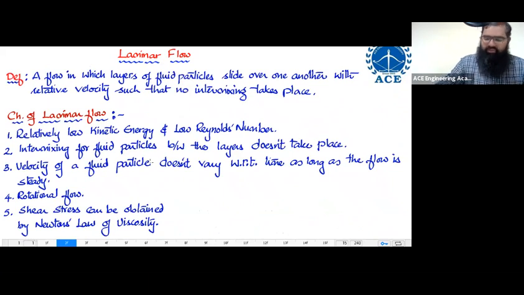After having discussed this, let us now talk about some examples of laminar flow. Examples of laminar flow.